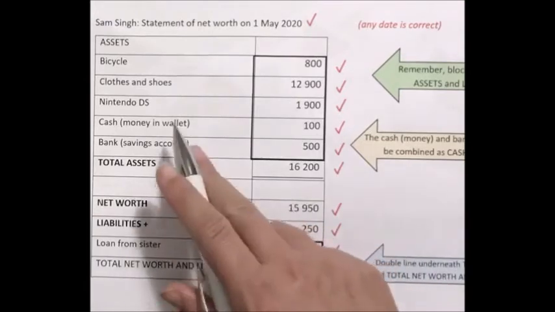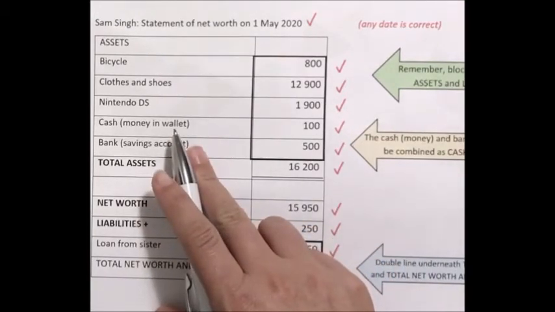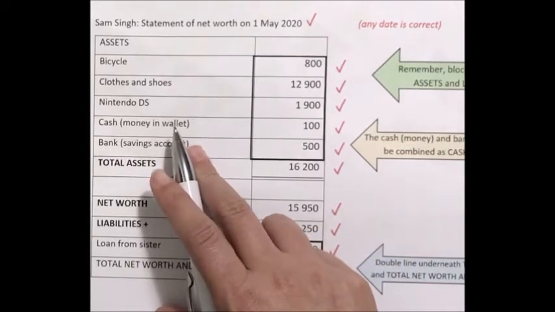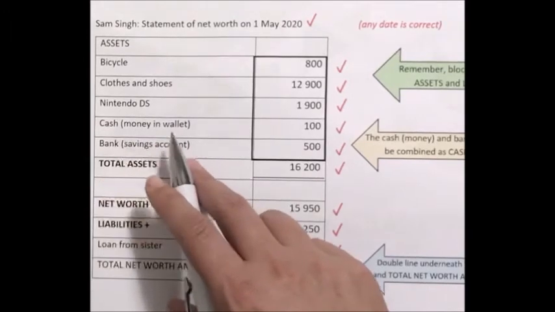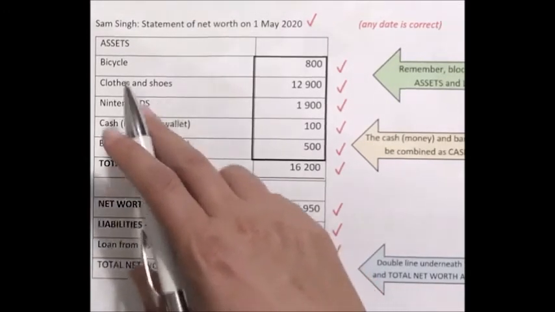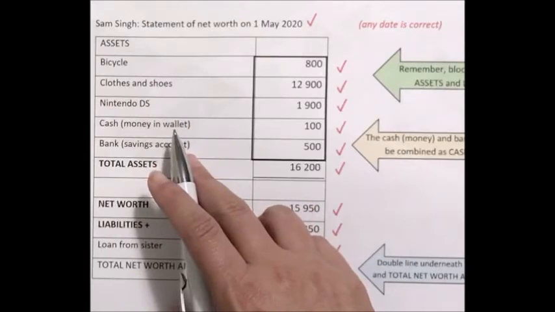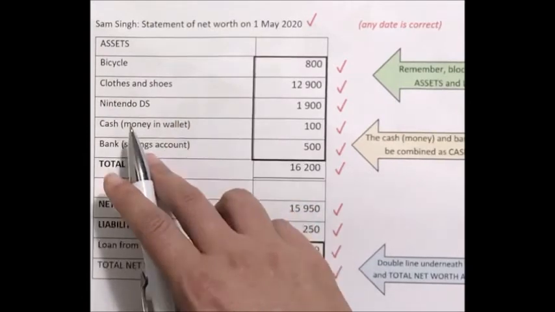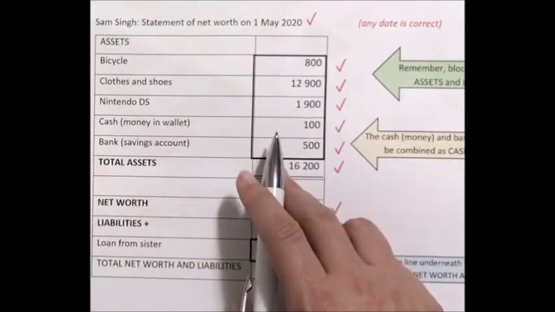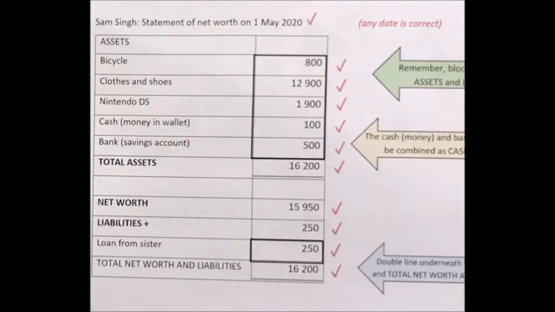And then just make sure that you did not write wallet. If you only wrote wallet without the word money or cash, then it means the wallet is an asset, which it's not. So then you must please mark it wrong. The word you use and the amount must be correct for the 1 mark that you get.